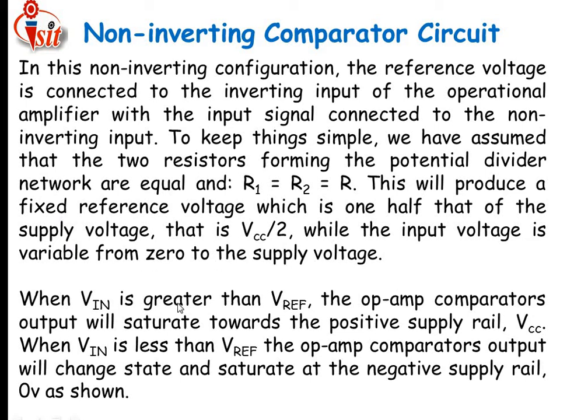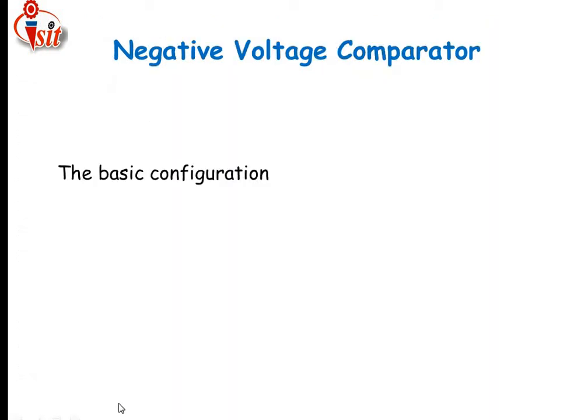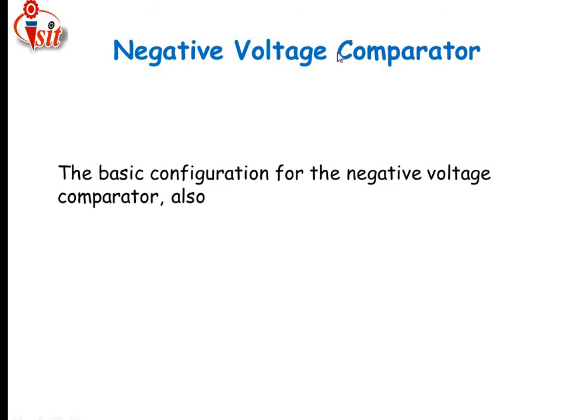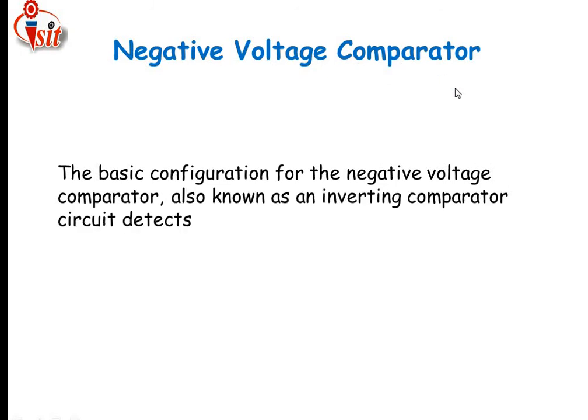When Vin is greater than V reference, the op amp comparator's output will saturate towards the positive supply rail, that is VCC. When Vin is less than V reference, the op amp comparator output will change states towards saturation at the negative supply rail, that is minus VEE, which is 0 volt as shown in the figure. Just see here the basic voltage comparator, that is a negative voltage comparator.